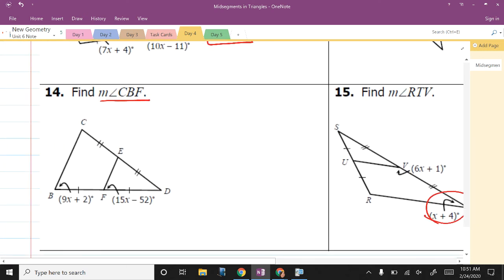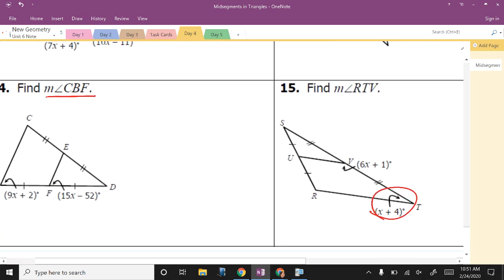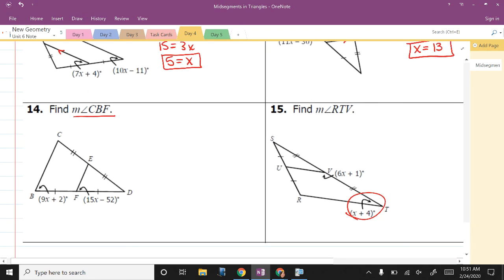So any questions about anything we have went over today? So mid-segments are half the length of the outside segment of the triangle, and they are also parallel to that same segment. Got it? All right, that is the end of notes for today.